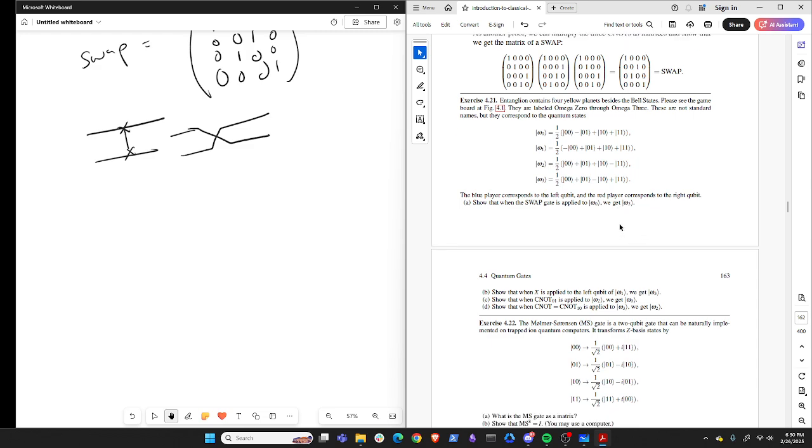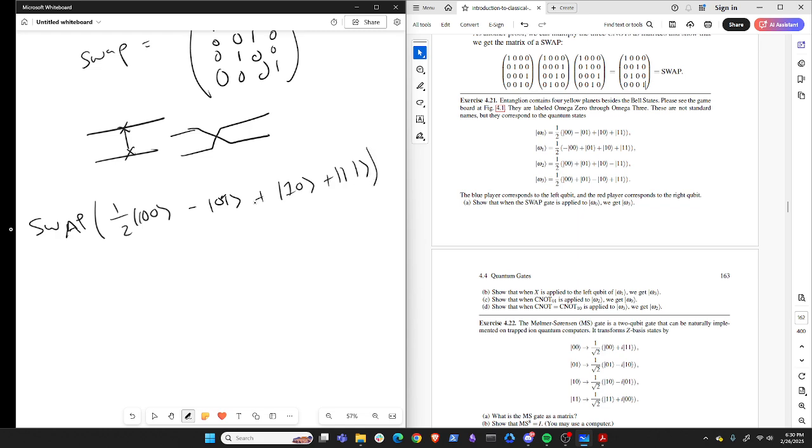Real quick, let's just work through one of the examples. So let's just look at A. When we apply swap to this superposition, swap of 1/2 (0, 0 minus 0, 1 plus 1, 0 plus 1, 1), they want us to show that we get W3.